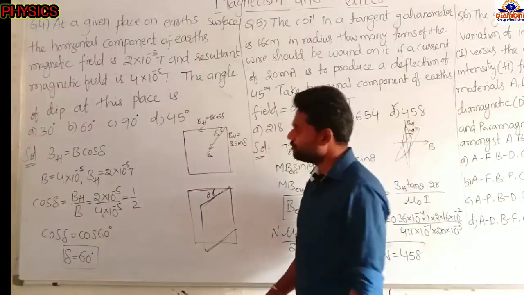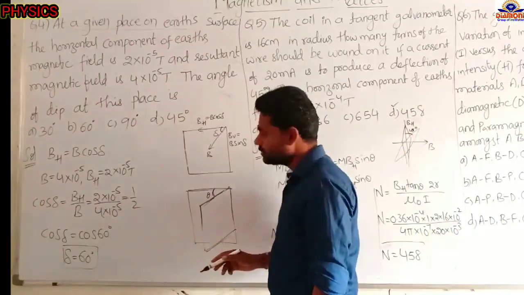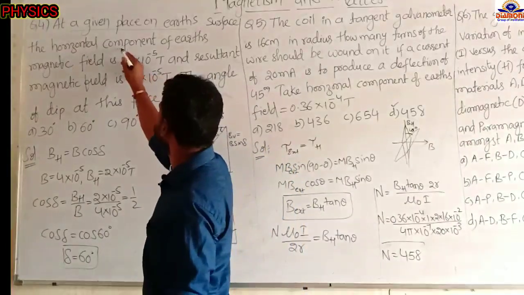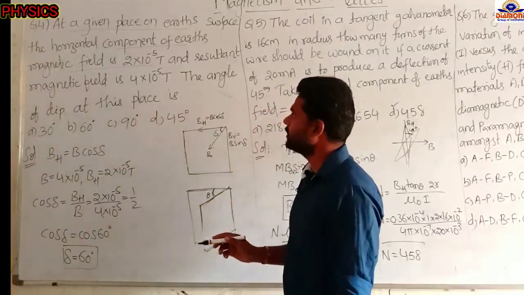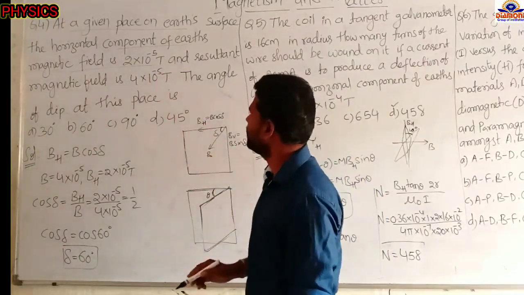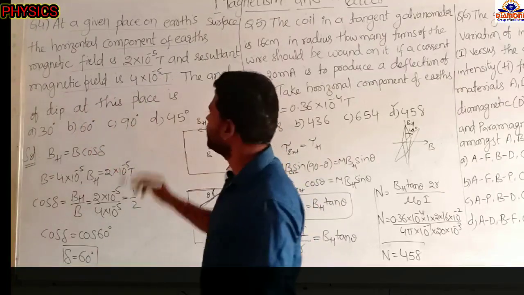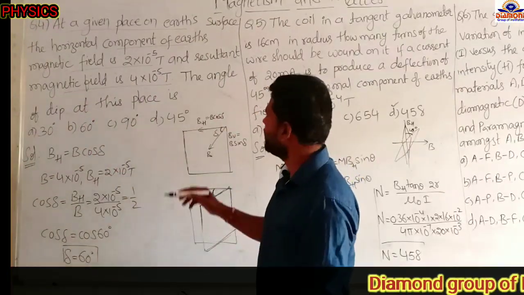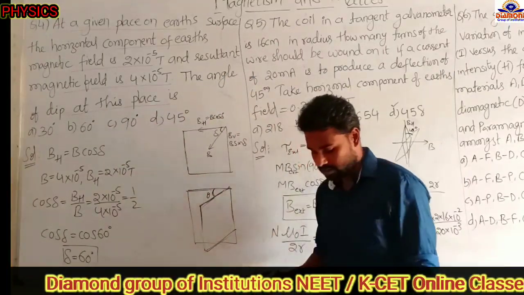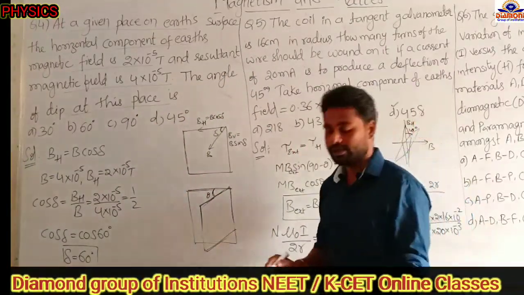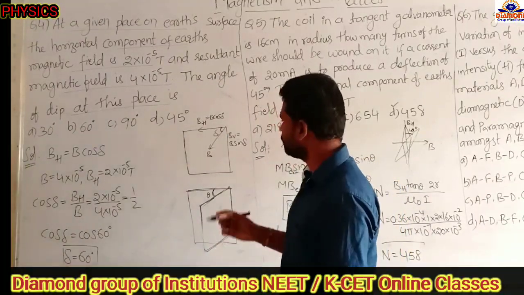Okay, next question, fourth question. At a given place on Earth's surface, the horizontal component of the Earth's magnetic field is given as 2 into 10 power minus 5 Tesla, and the resultant magnetic field is 4 into 10 power minus 5 Tesla. The angle of dip at this place, we have to find. Angle of dip is nothing but the angle of inclination.